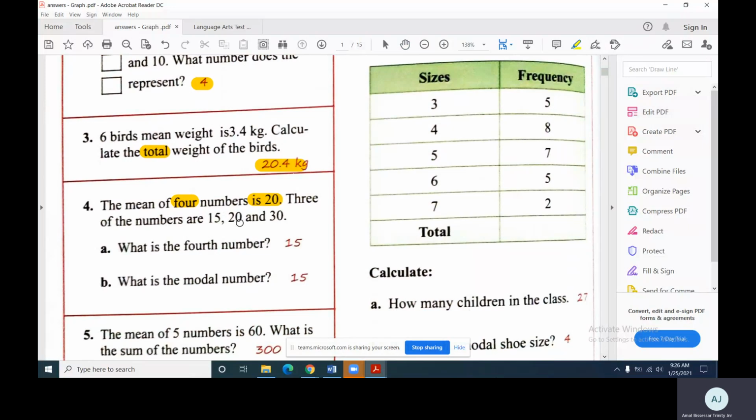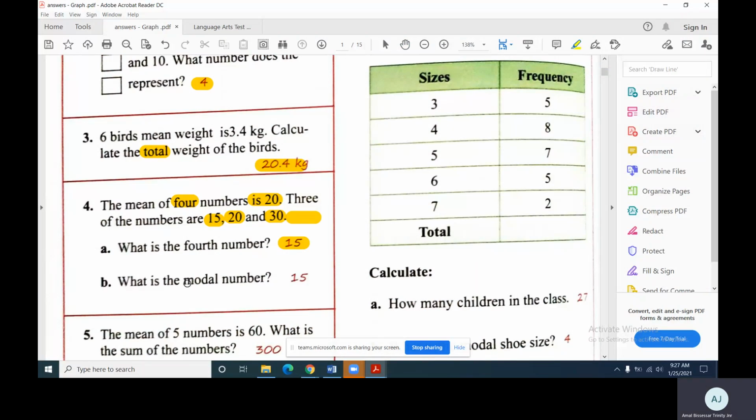So what you're asked really is this: 15 plus 20 plus 30 plus another number. And I don't know the other number. When I add 1, 2, 3, and this number here, 4 numbers, I should get 20 by 4, which is 80. So what I did is I added up 30 and 20, which is 50. 50 and 10 is 60, and 5 is 65. So 65 from 80 is 15. So the 4 numbers are 15, 20, 30, and 15.